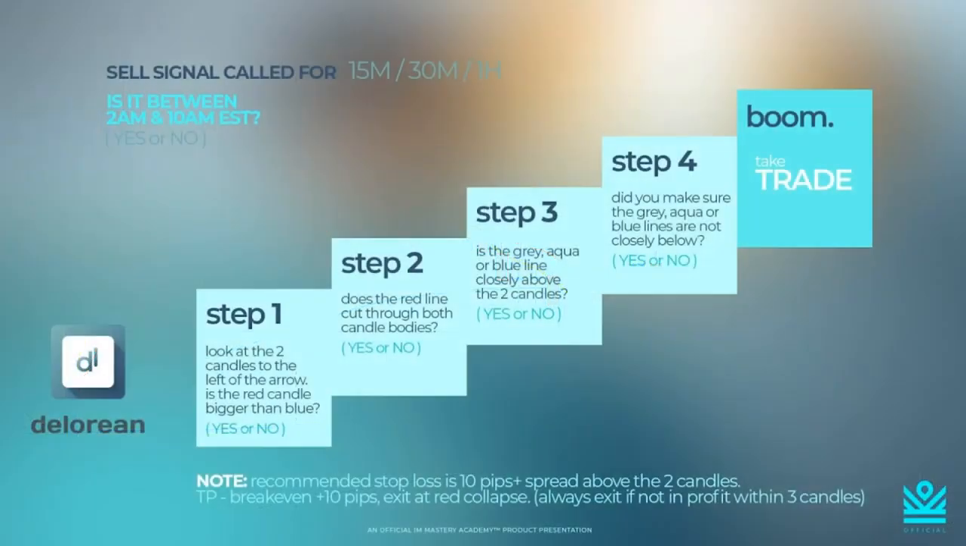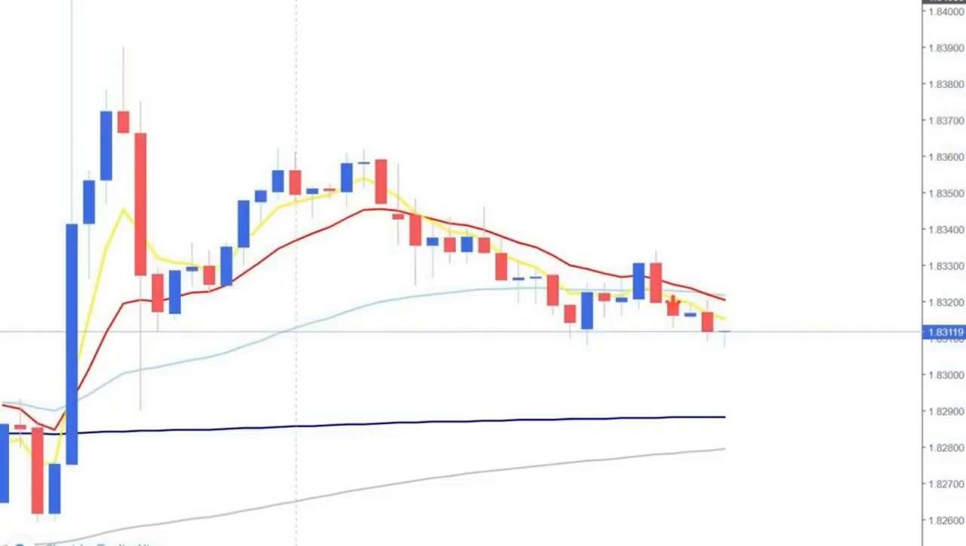So in this case, going back, go to step 1. Yes, red is bigger than blue. Step 2, yes, red cuts through both candle bodies. Step 3, yes, the aqua cuts through both. And step 4, there is room. Go up to the 5th box there. Boom. Take the trade. So this is an example right here of a trade that you would take.